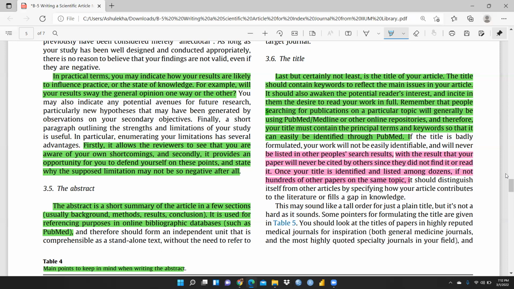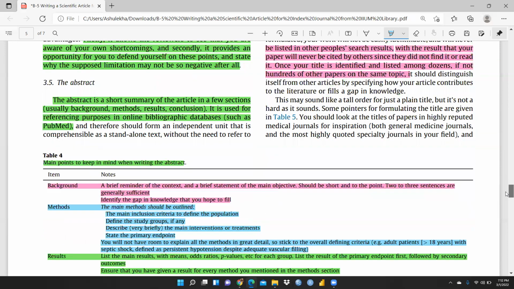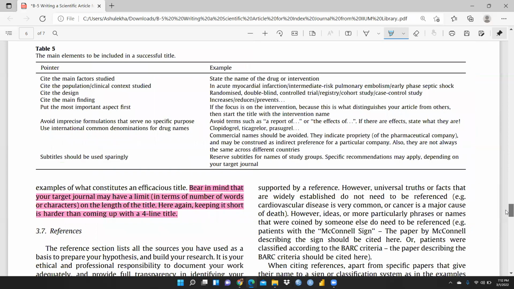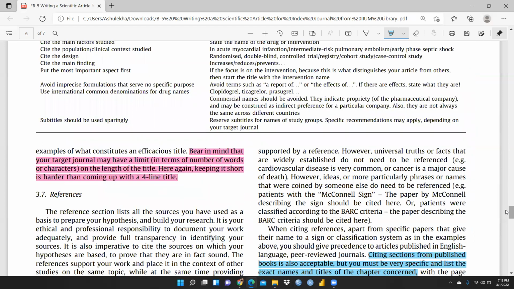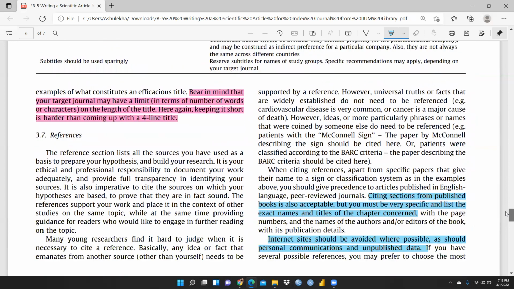So I'm sure you understand how you have to write your title. Bear in mind that your target journal may have a limit in terms of number of words or characters on the length of the title. Keeping it short is harder than coming up with a four-line title.